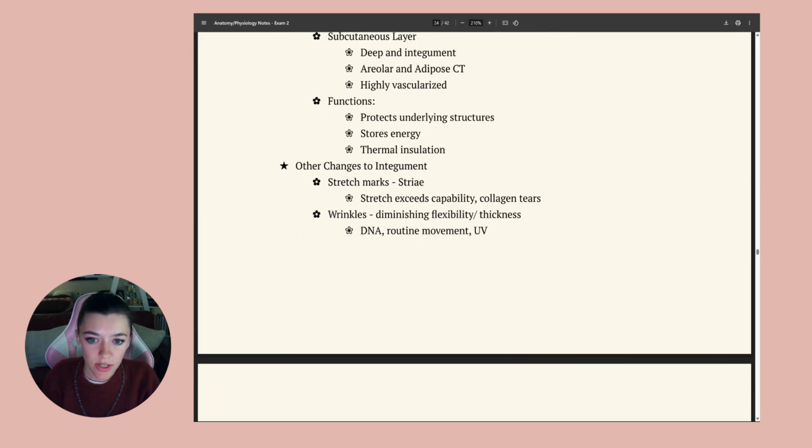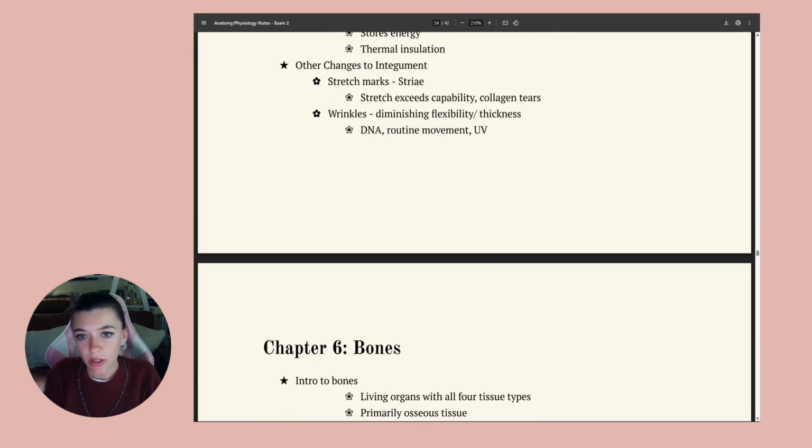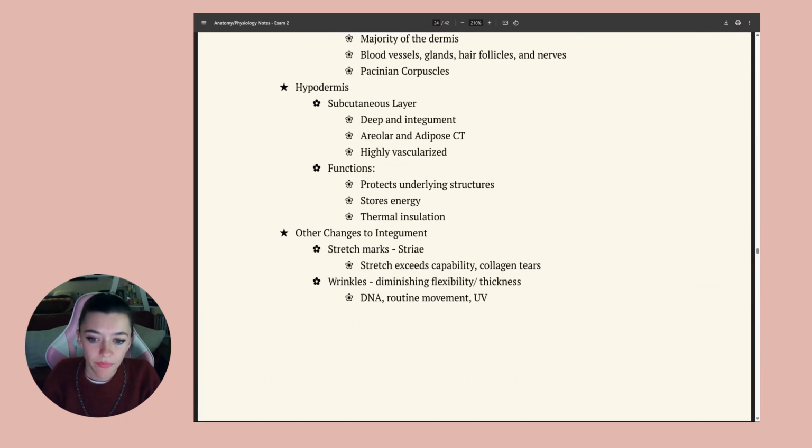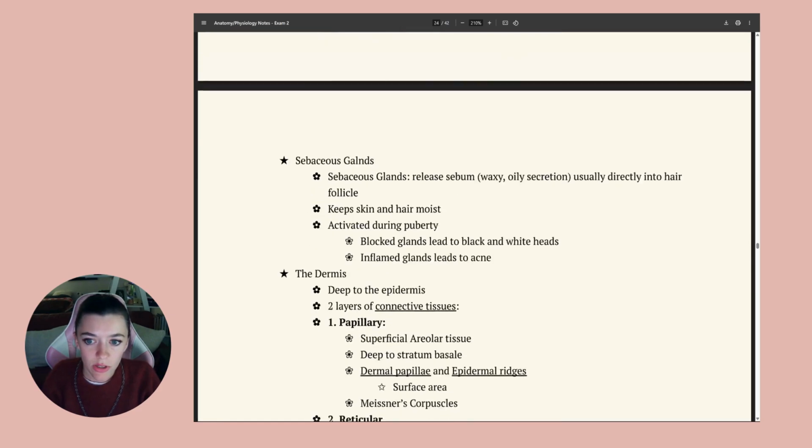Other changes to the integument. Okay, so you're going to have stretch marks, which are called striae. When your stretch exceeds capability, collagen tears. Well, I don't know if I really have to explain stretch marks. For myself, I don't. Wrinkles, that is your diminishing of flexibility and thickness. Comes down to DNA, routine movement, and UV exposure. And that's going to do it for the integumentary system.